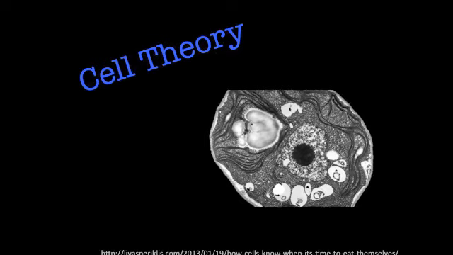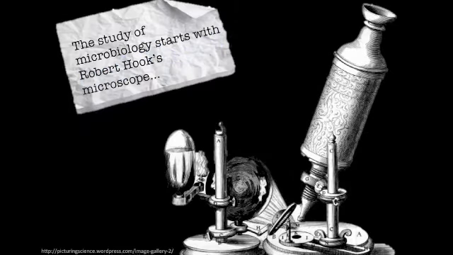And just to review, cell theory states that all living things are composed of cells. Cells are the basic units of structure and function in living organisms, and new cells are produced from existing cells. So all of this knowledge didn't come from just one person. And to understand all of this, we have to go back to the 1600s, to the study of Robert Hooke.